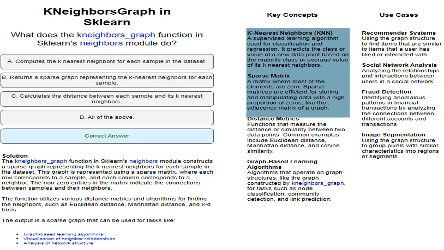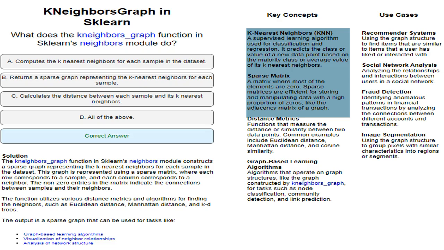Functions that measure the distance or similarity between two data points. Common examples include Euclidean distance, Manhattan distance, and cosine similarity. Clustering, grouping similar data points together based on their proximity to each other. Machine learning, measuring the distance between data points to determine the optimal decision boundary or classify data points. Data visualization, visualizing relationships between data points based on their distances.